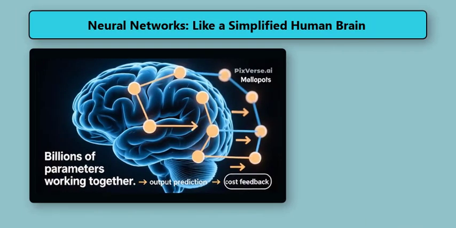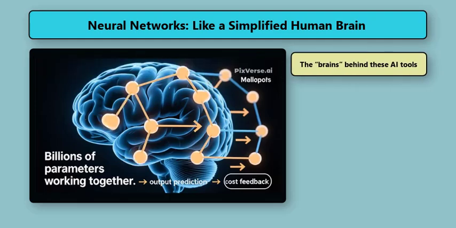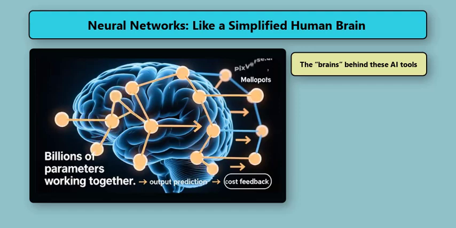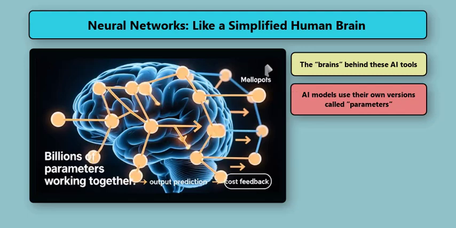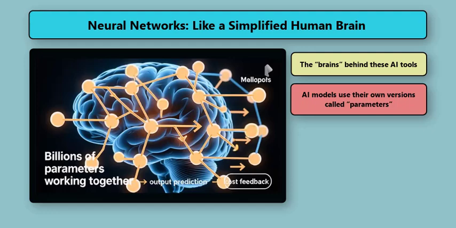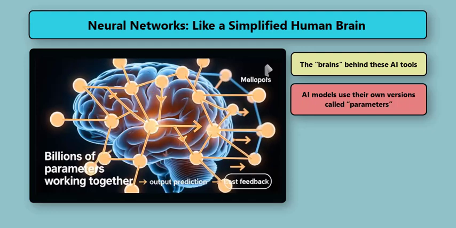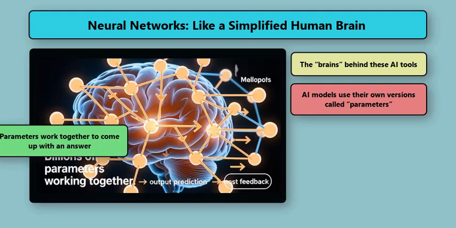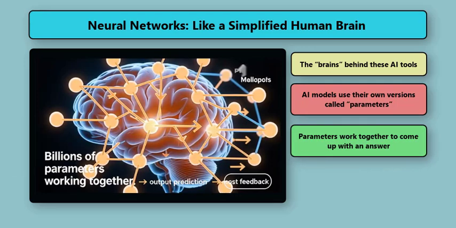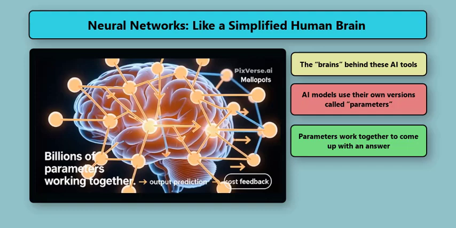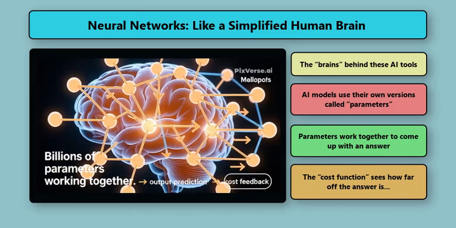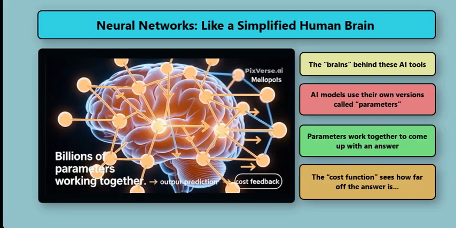Now let's see a neural network like a simplified human brain. Here's a neat analogy. Neural networks, the brains behind these AI tools which we see in our daily life right now, are inspired by our own brains. While we have billions of neurons connected in complex ways, AI models use their own versions called parameters. For big models, these can number in the billions. When an AI makes a prediction, all these parameters work together to come up with an answer, just like your brain. The cost function sees how far off the answer is, then nudges the parameters to do better next time.